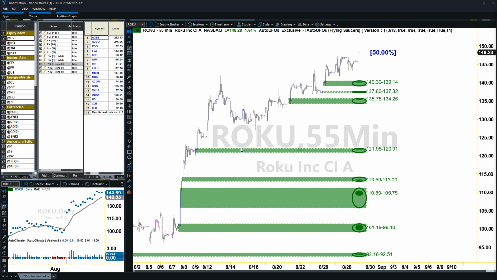For example, Roku is a clear example of what we are not looking for. Roku has only green UFOs and we see no red UFOs, okay, which means it's a trending market, and you don't want to do non-directional trades when a market has such a clearly confirmed climate, okay? So we're going to look at other types of setups.